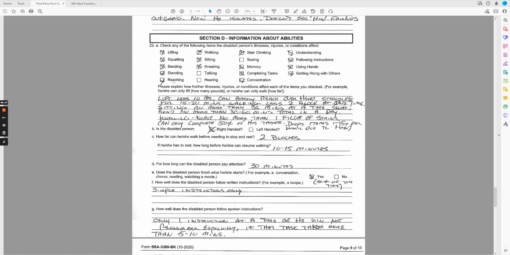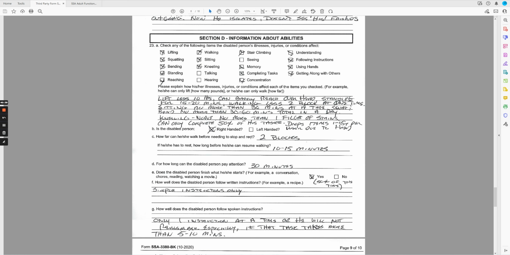How they're going to fill it out is like, let's talk lifting. Again, lift less than 10 pounds, and then reaching. I kind of jumped to reaching here. Can barely reach over his head. Standing for 15 to 20 minutes. Walking less than 2 blocks at one time. And so they're wanting to get specific. How much can he lift? How far can he walk?